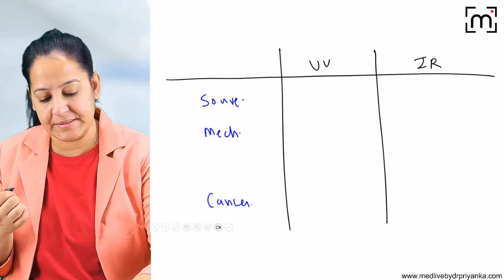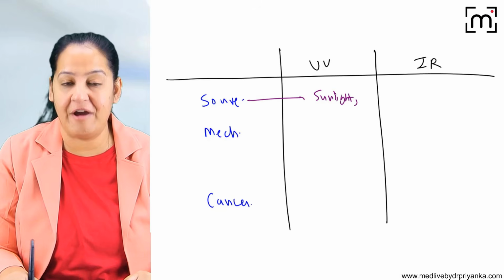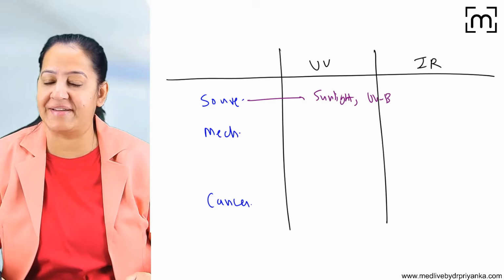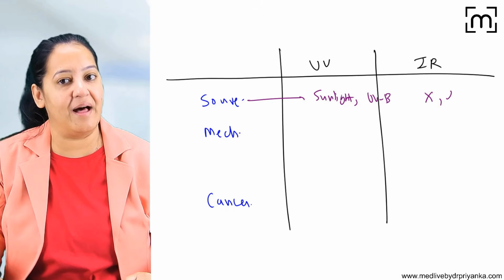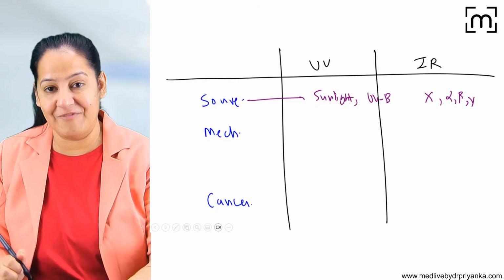So tell me the source. The source is very easy. UV light is present in sunlight. And with sunlight, you have to tell me it's UVB which causes cancer, not A and C. B for bad. IR is present in X-ray, alpha ray, beta ray, and gamma ray. Compare them. Now tell me the mechanism of both of them.